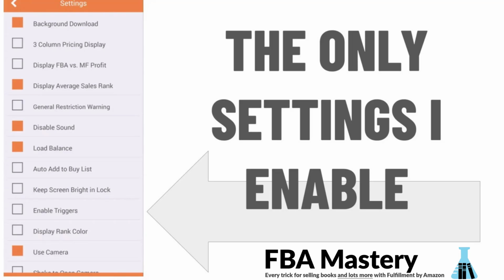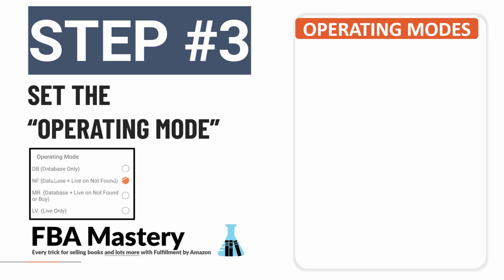I recommend sales rank and the camera one. The other 3 are just weird technical things that don't even matter that much. Okay. That's it. You guys write these down? Okay, cool. Moving on. Step number 3, your operating mode.